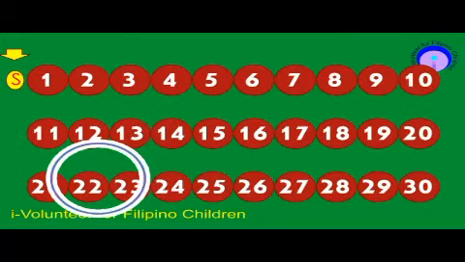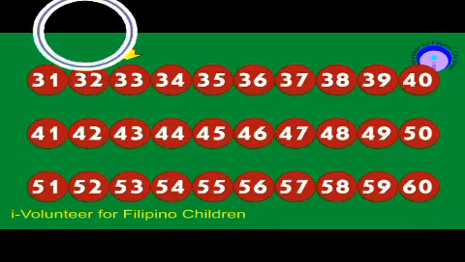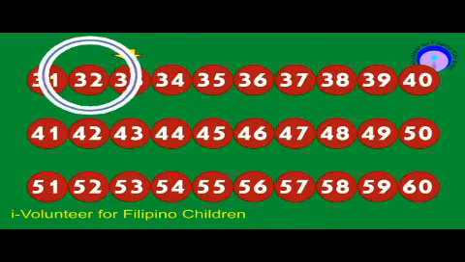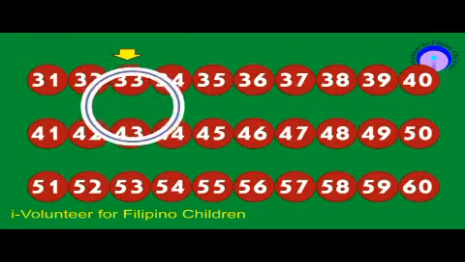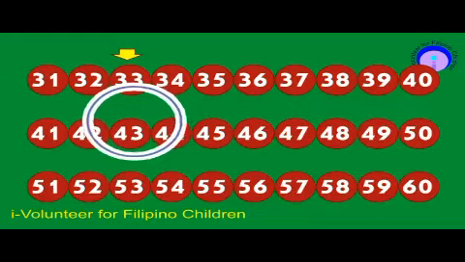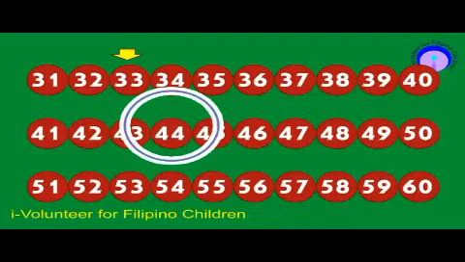What comes after 22? 22 plus 10 is equal to 32. Plus 1 is equal to what number? You are correct. It's 33. After 33, what will be the next number? 33 plus 10 is equal to 43. Plus 1 is equal to what number? You are right. It's 44.